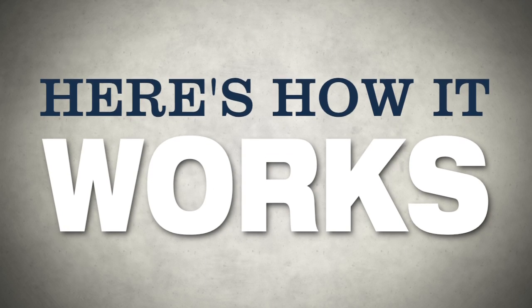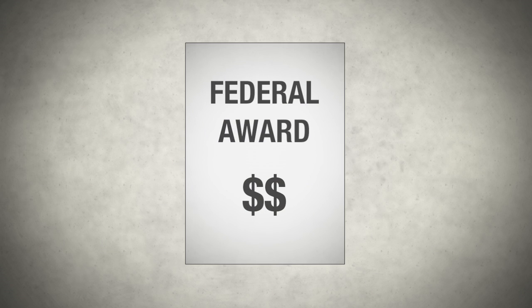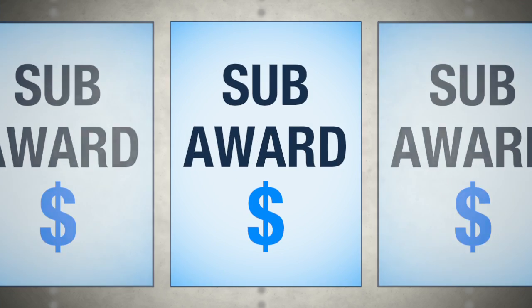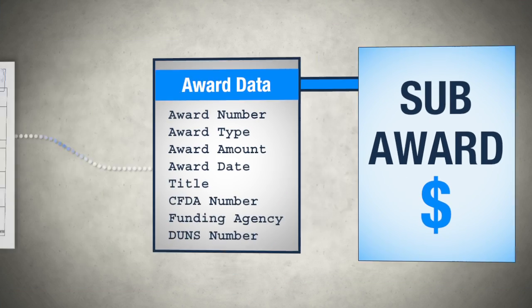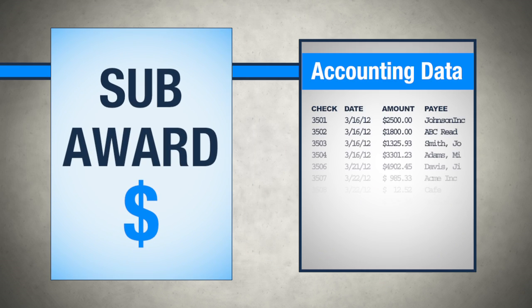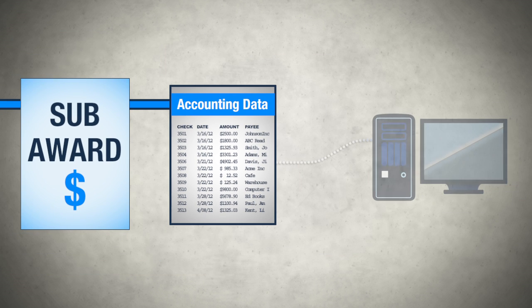The way it works is quite simple. For each federal award and subaward, there is an individual record stored in Parrascope. Within each record is static award data, which is pre-populated using information from the funding agency, and detailed accounting data, imported from the recipient software system.